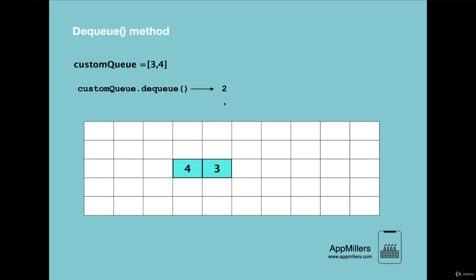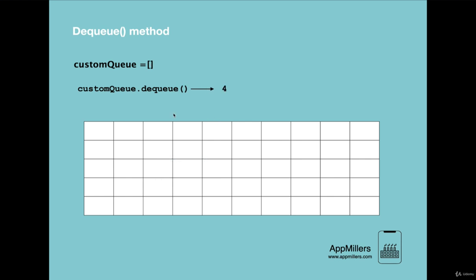As you see, here we have the FIFO method, which means that the first element that we inserted comes out first. So here, the next element is 3. If we call the dequeue method one more time, it will return 3 and 3 will be removed. And finally, we have only 1 element in the queue. If we run the dequeue method one more time, it will return 4 and 4 will be removed from the queue.